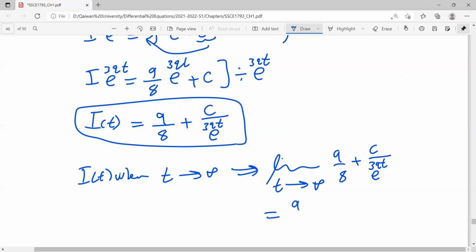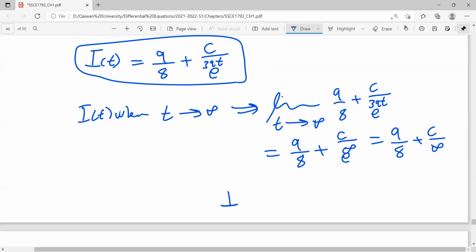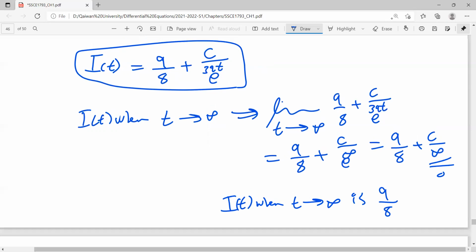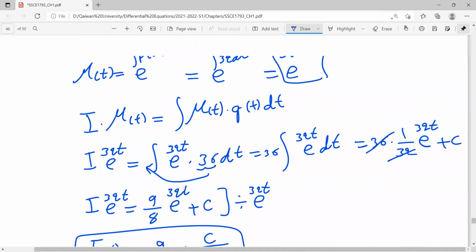Here we say 9 over 8 plus c over e to the power infinity. What's e to the power infinity? It's still infinity. The denominator is still infinity. It equals 9 over 8 plus c over infinity. C over infinity is 0. So I of t when t approaches infinity is 9 over 8. Okay? So you say in the steady state, the current is 9 over 8. This is the solution for this example.